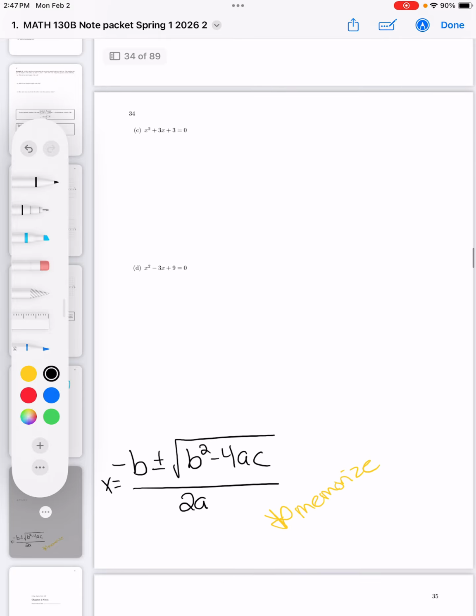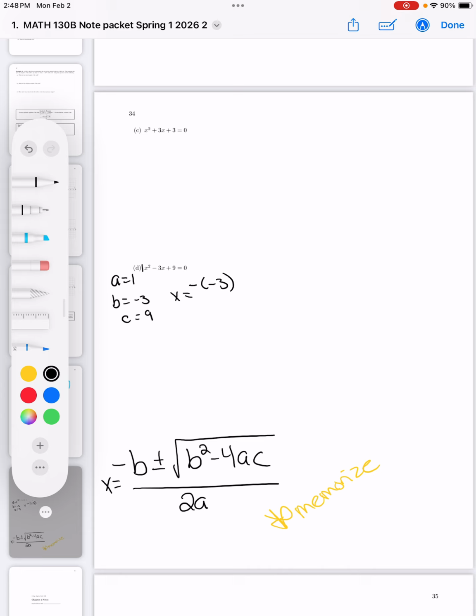I'm going to do D because it's a little bit trickier, and then I'm going to let you guys go back and try C. Everything's on the left-hand side, so I'm ready to start plugging in. A is 1. There's an invisible 1 out front. B is negative 3, and C is 9. So just be careful with that negative 3.